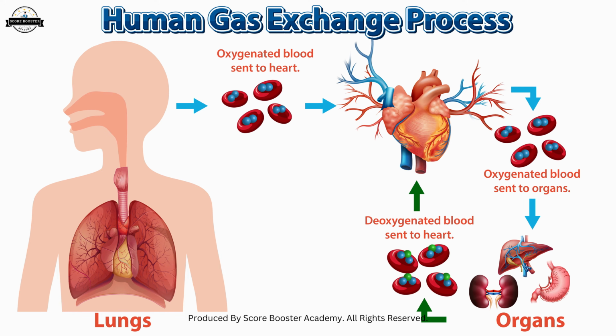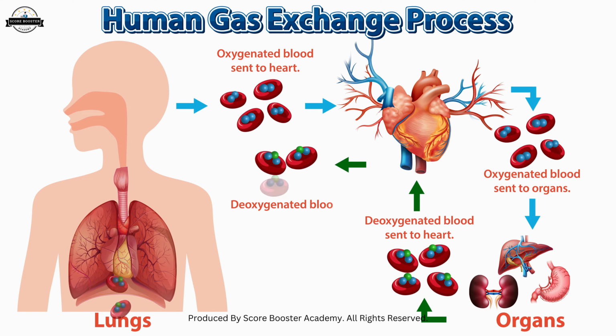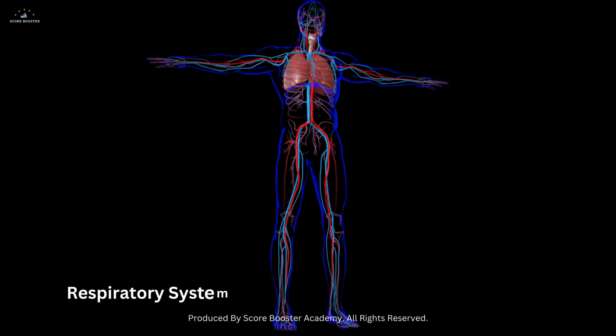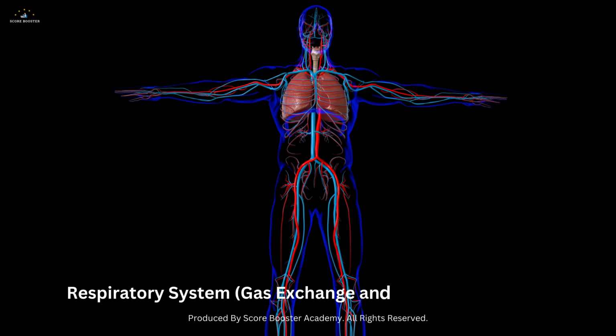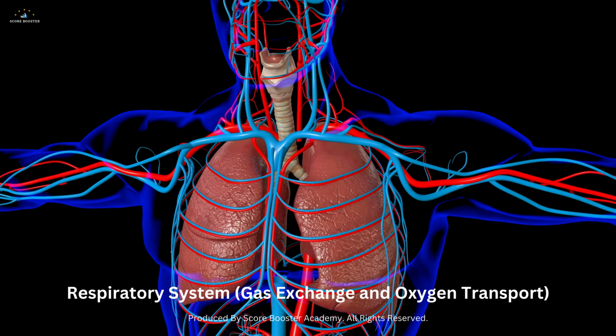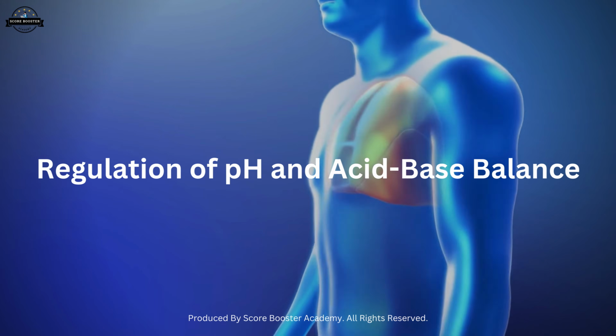Simultaneously, carbon dioxide, a waste product of metabolism, is transported from the bloodstream to the alveoli. From there, it is exhaled out of the body. This continuous process of gas exchange ensures the body remains oxygenated while expelling carbon dioxide, maintaining a delicate balance crucial for proper physiological function. Regulation of pH and acid-base balance.